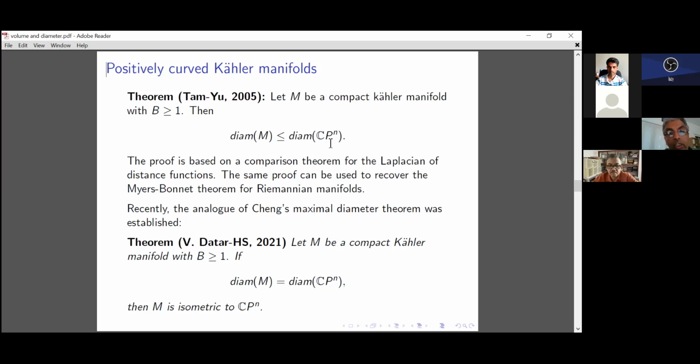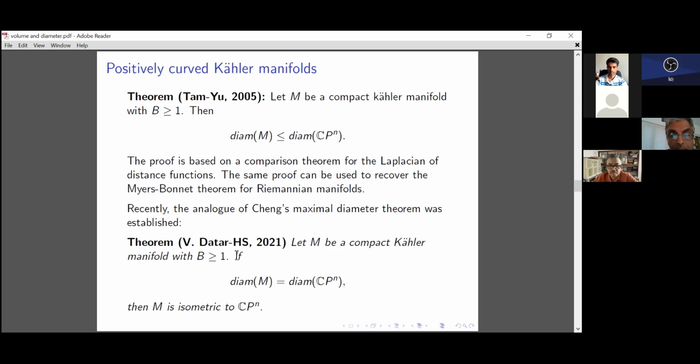So the second variation formula argument doesn't work here. But what is used is a comparison theorem for the Laplacian of distance functions. And this proof can also be used to recover the Myers-Bonnet theorem in the Riemannian case. Again, their proof does not tell us what happens in the case of equality. So various attempts were made to deal with the case of equality. There were some partial results.